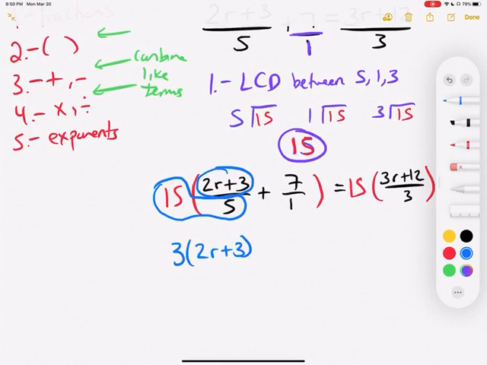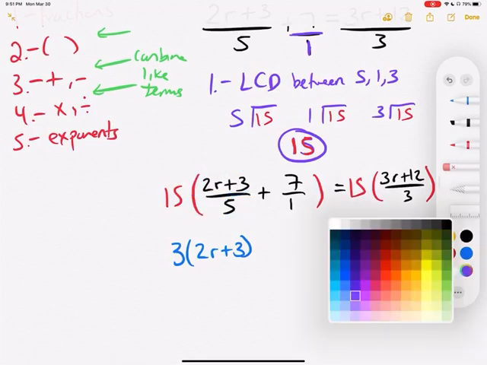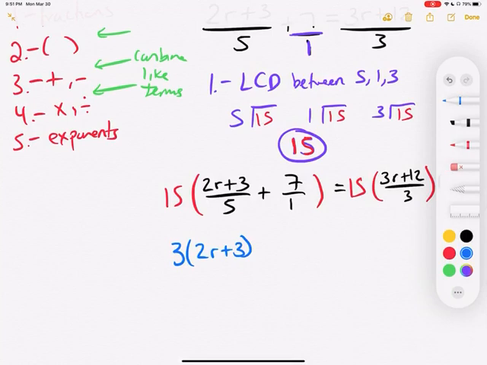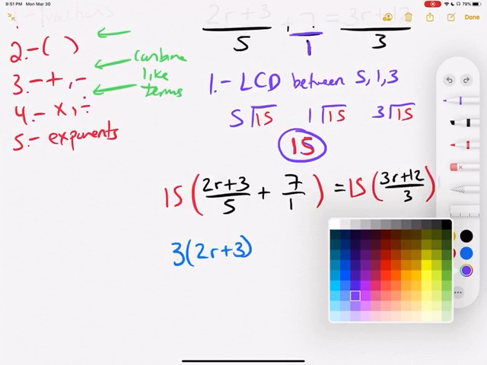So 15 divided by 5, the result is 3. And I'm going to keep the top of the fraction. Now to get rid of the second fraction, the same thing. 15 divided by 1. So the least common denominator divided by the original denominator. 15 divided by 1, that's going to be 15.